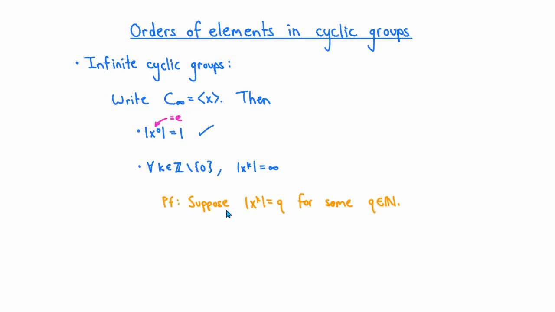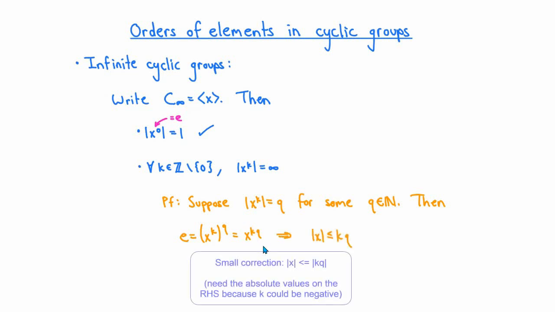And to see why that's true, let's argue by way of contradiction. So let's suppose that the order of x to the k is q for some natural number q. Well, of course, by the definition of order, that means that x to the k to the q power is the identity element. But by properties of exponents, x to the k to the q power is x to the kq power. And if x to the kq power is the identity, then it means that the order of the element x is less than or equal to k times q.